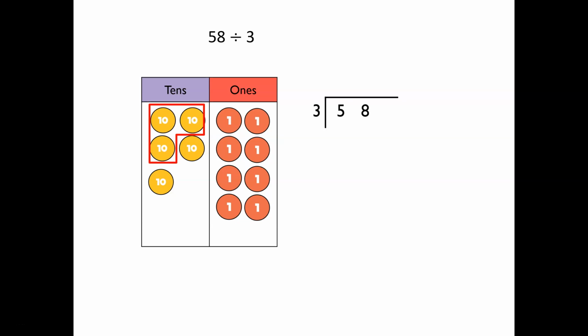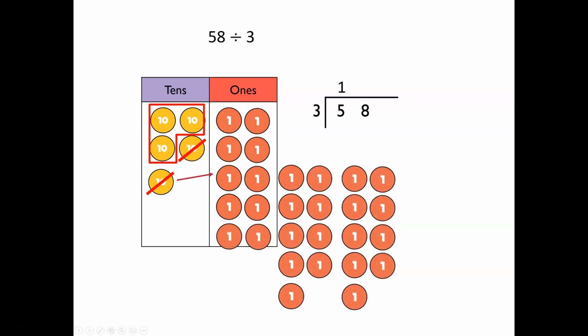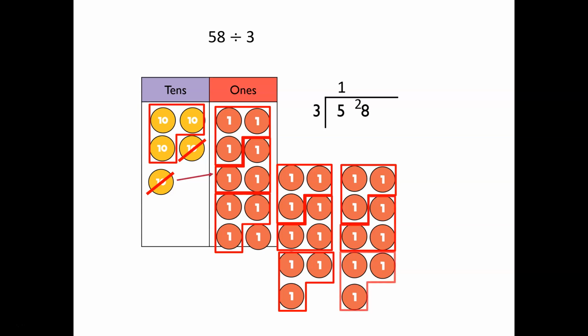Record the 1 in the written method, and, like before, we notice that there are 2 remaining tens that need to be exchanged. We need to show that exchange in the written method, and we do this by writing a little 2 in the ones place. As before, we divide the ones now into groups of 3. We can see that there are 9 groups of 3 within 28. We record this in the formal written method in the ones place, but we also notice that we have 1 remaining, and we record that by writing R1. 58 divided by 3 is equal to 19 with 1 as a remainder.